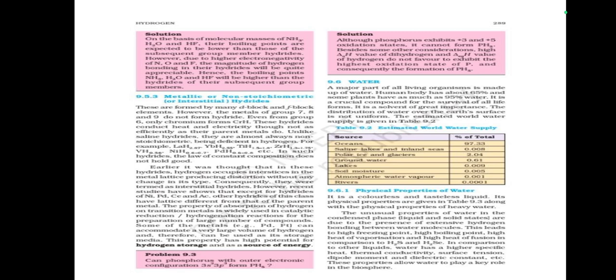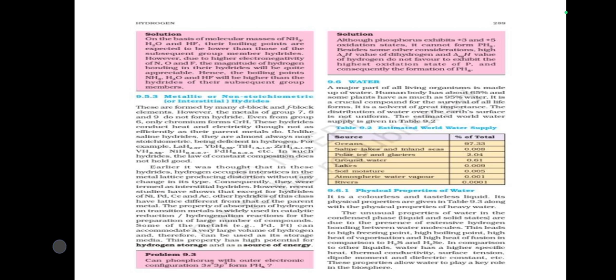Problem 9.3: Can phosphorus, with the outer electronic configuration 3s2 3p3, form PH5 in the solution? Phosphorus exhibits +3 and +5 oxidation states. It cannot form PH5; it forms PH3. Besides some other considerations, the high delta H value of hydrogen and the delta H value of hydrogen do not favor exhibiting the highest oxidation state of P, and consequently the formation of PH5.